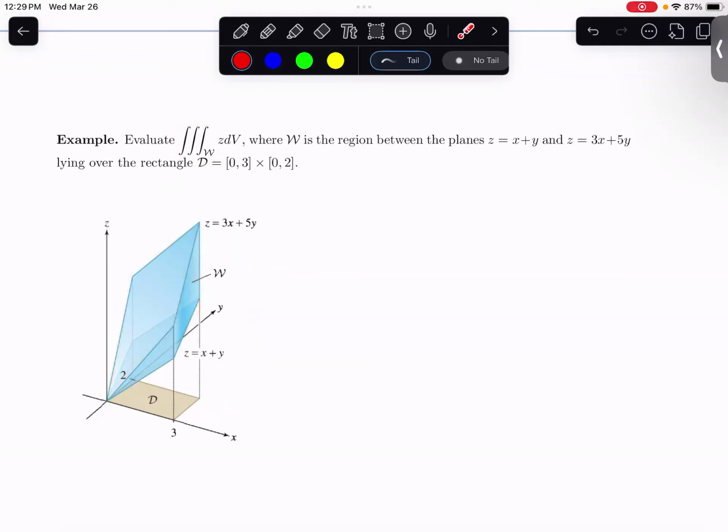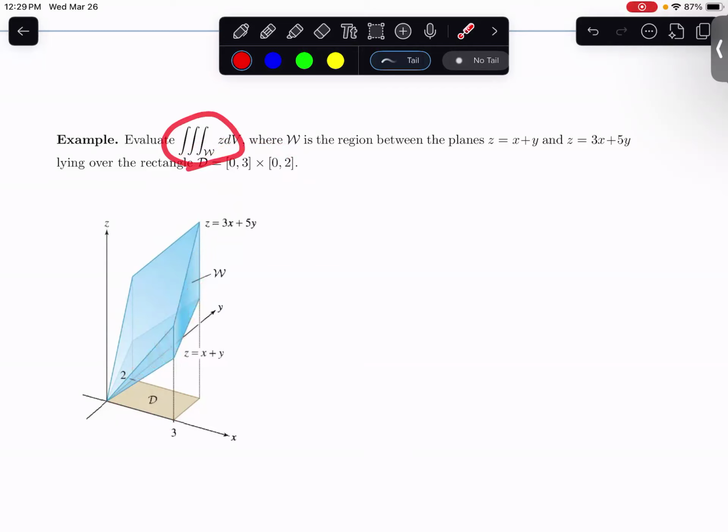Right, so W is the region bounded between the plane z is equal to x plus y and the plane z is equal to 3x plus 5y here. And then it's lying over the rectangle given by D is equal to [0, 3] crossed with [0, 2]. So that's this rectangle right here. When we're doing these triple integrals, we're not finding the volume between these two planes. We're saying this is the actual region we're integrating over.